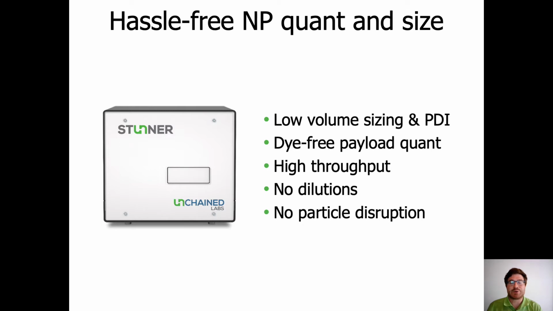Stunner tackles these two questions simultaneously. With our nanoparticle apps, Stunner delivers low-volume, high-throughput DLS without the need for dilutions to get the size and PDI data you need. On the same 2 microliter sample, Stunner quantifies your total payload concentration, whether it's RNA, DNA, protein, or any other API, without the need for any reagents, standards, or fluorescent dyes. All this is done in a 96-well plate-based format that powers high-throughput analysis of nanoparticle samples, fresh out of mixing.